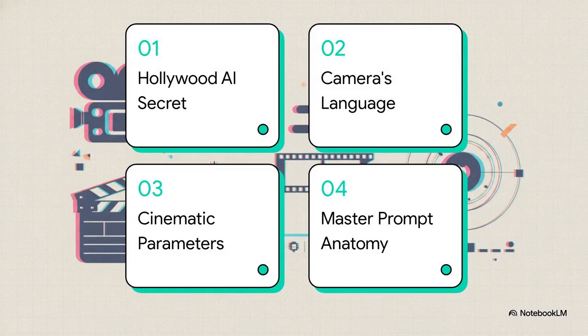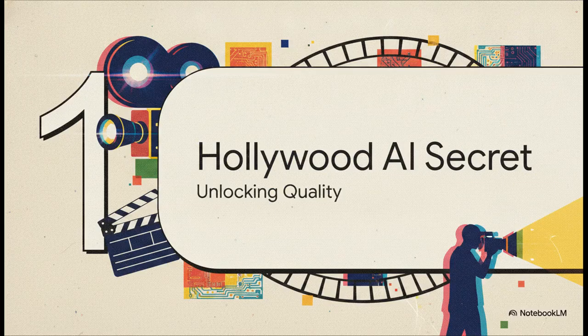To get you there, we'll cover 4 key areas today. First, the Hollywood AI secret. Second, speaking the camera's language. Third, essential cinematic parameters. And finally, the anatomy of a master prompt. Let's jump right in. Section 1. The Hollywood AI secret. Unlocking cinematic quality.